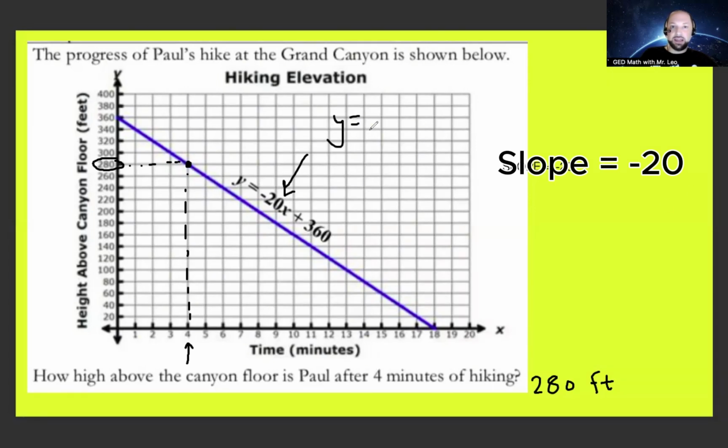You'll notice this beautifully fits that format: y equals mx plus b, where m is the slope, it's the multiplier. Every minute you go down 20 feet. So if I went 10 minutes, you would drop 10 times -20. That'd be dropping 200 feet. And you'll notice the starting value is at 360 right here. It starts at 360. Very nice. The slope is -20. Let's move on.